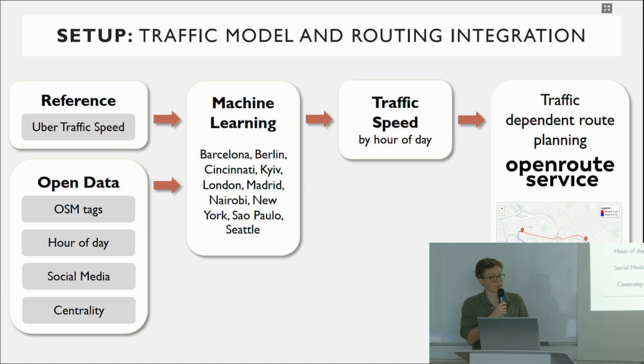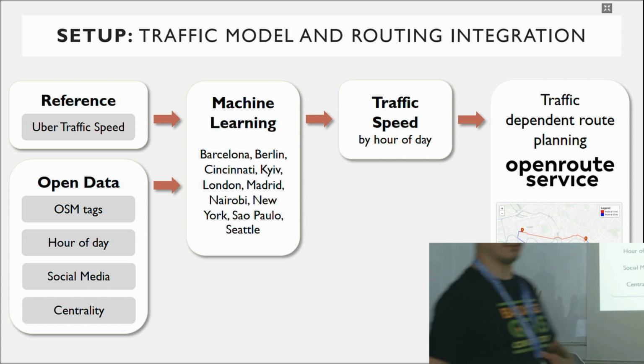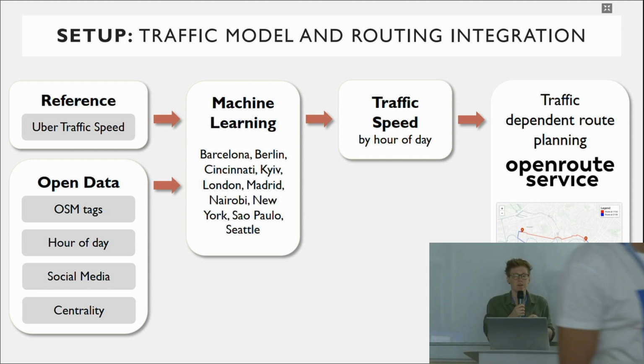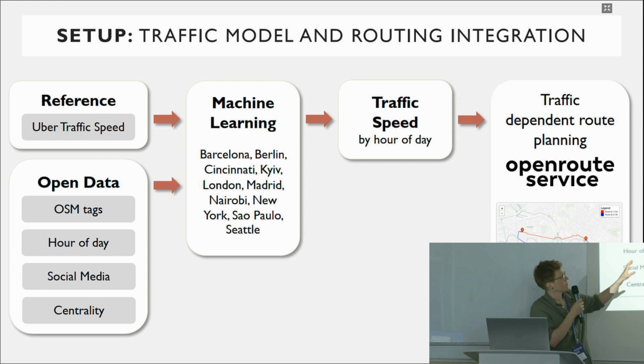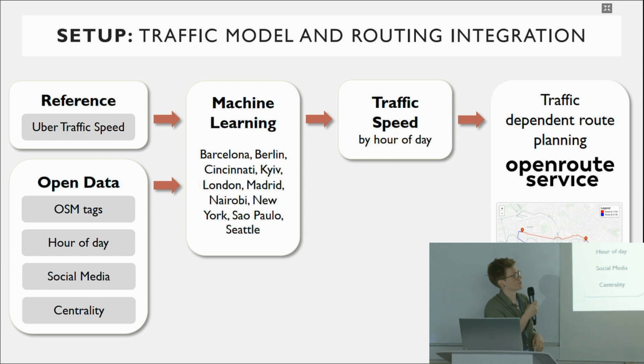So this is our setup. As I said, we use Uber traffic speed as reference data to then train different machine learning models for 10 different cities. We extracted them from the Uber data. And then based on that, we get traffic speed data, and that will then be integrated into openrouteservice.